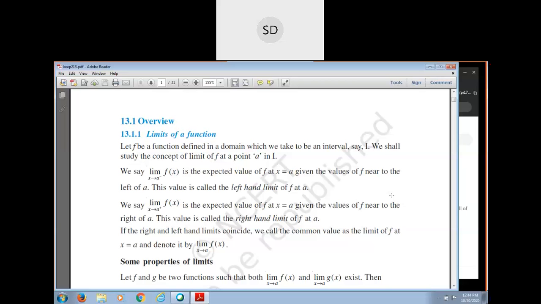Then see, when x approaches 2 from the right side, we get a value for y, and this value is called the right hand limit. When x approaches 2 from the left side, we get a value for y, and this value is called the left hand limit of the function at that particular point 2.